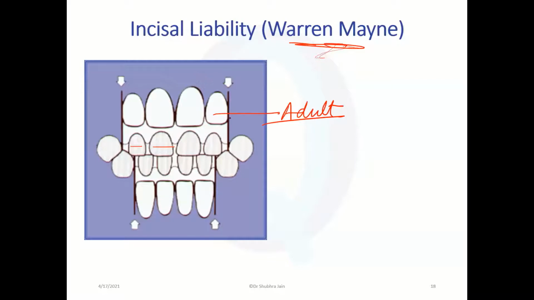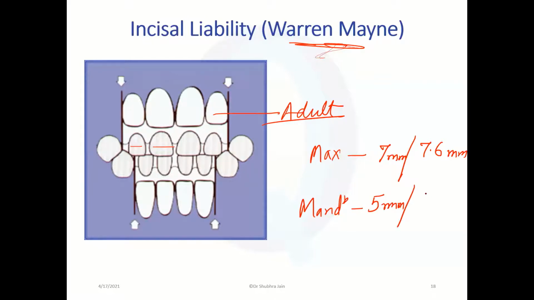So what is the magnitude of incisal liability? For the maxillary arch, it is around 7 mm. In certain books, it is also given to be around 7.6 mm. What is incisal liability in the mandibular arch? In the mandibular arch, it is 5 mm.